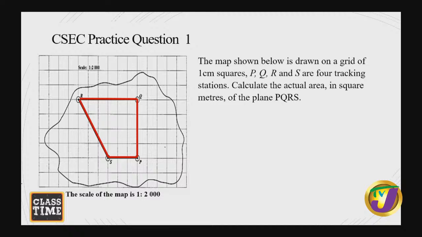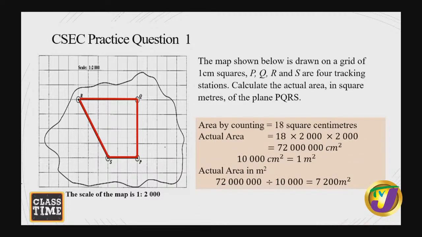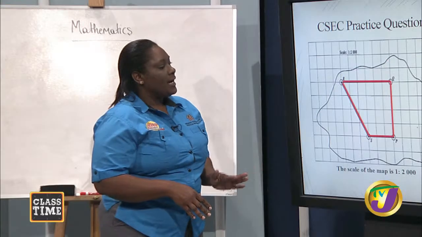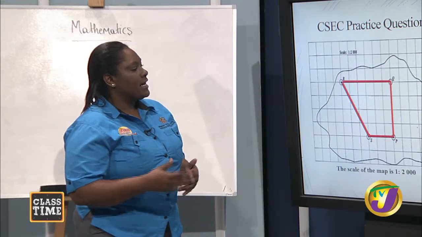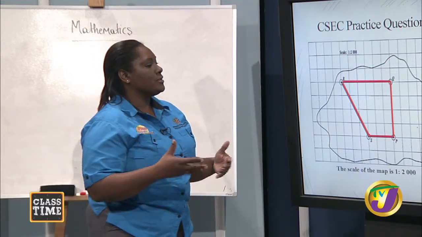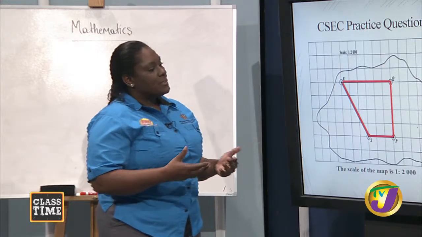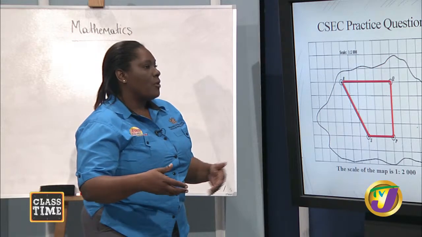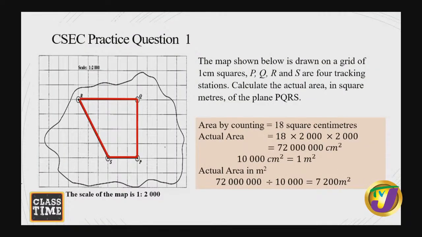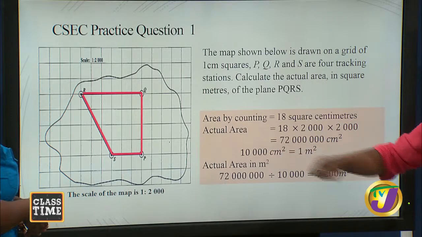So how do we go about solving this problem right now? Earlier we found out that the area of the figure, by counting the squares as an estimate, was 18 square centimeters. And we need to find the actual area. So in order to find the actual area, we need to do some amount of conversion again. And if you notice there, it's 18. We're not just multiplying by 2,000, but we are multiplying by another 2,000. So why are we multiplying by 2 sets of 2,000? We only have one on the scale.